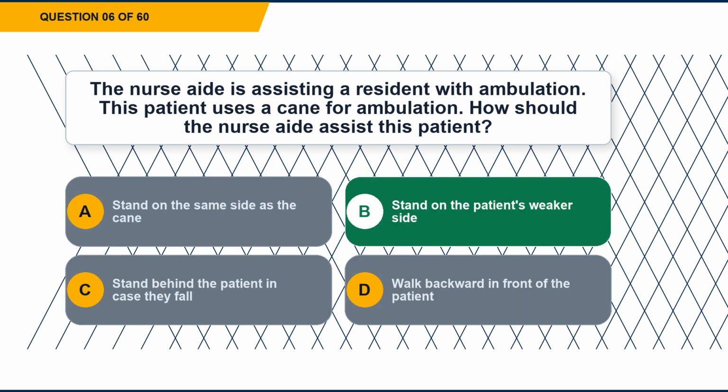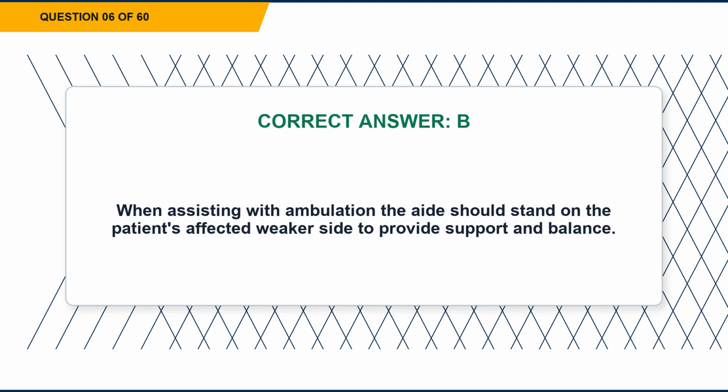The correct answer is option B. Stand on the patient's weaker side. Explanation. When assisting with ambulation, the aide should stand on the patient's affected weaker side to provide support and balance.